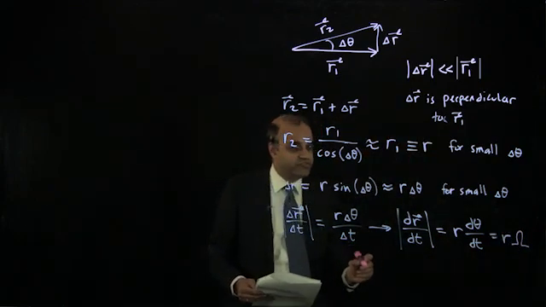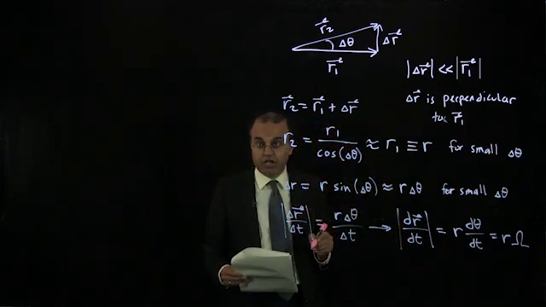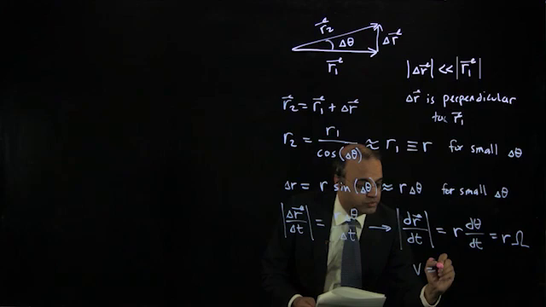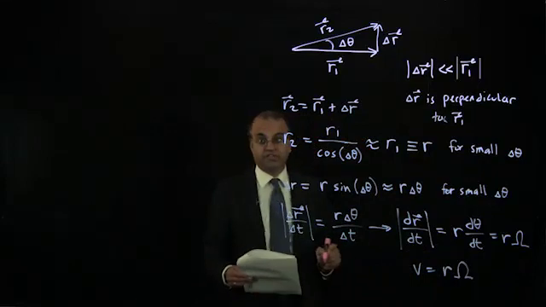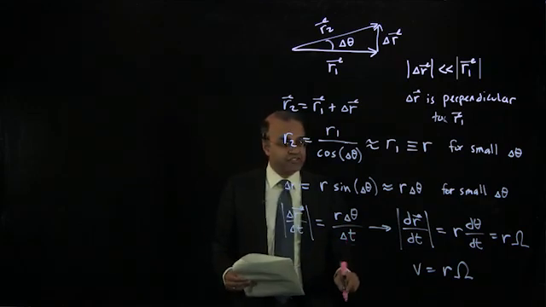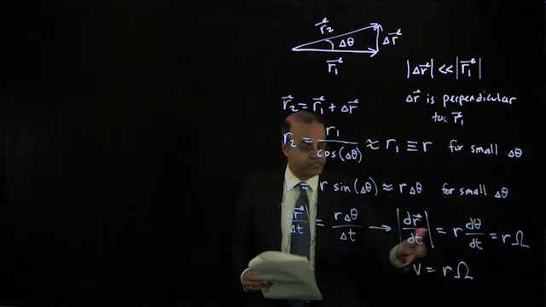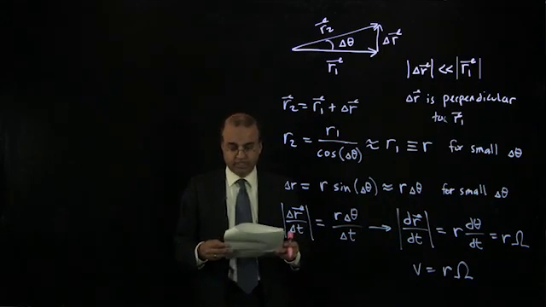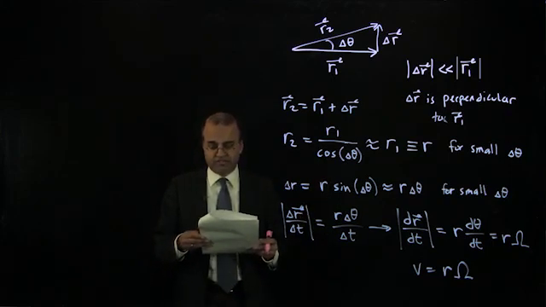And this is just our familiar result that for circular motion, for the rotation of a position vector, the velocity is equal to the radius of the circle times the angular velocity of the rotation. Another way of thinking of that is that the magnitude of the rate of change of the position vector, which we call the velocity, is equal to the length of the rotating vector, r, times the angular velocity of the rotation. But there's nothing special about the position vector that I used in order to do this analysis.